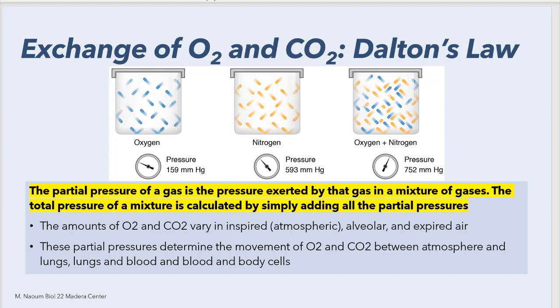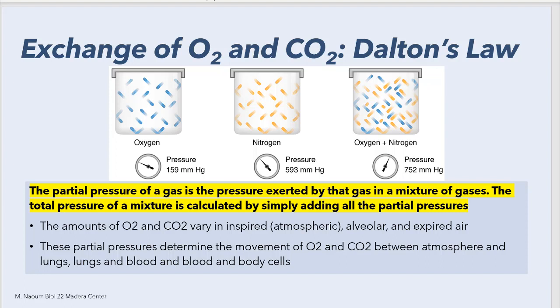The partial pressure of a gas is the pressure that the gas exerts in a mixture of gases, and each gas in a mixture will exert its own pressure regardless of whether or not there are other gases present. So to understand the exchange of oxygen and carbon dioxide, it's useful to know these laws. According to Dalton's law, each gas in a mixture exerts its own pressure as if the other gases are not present.